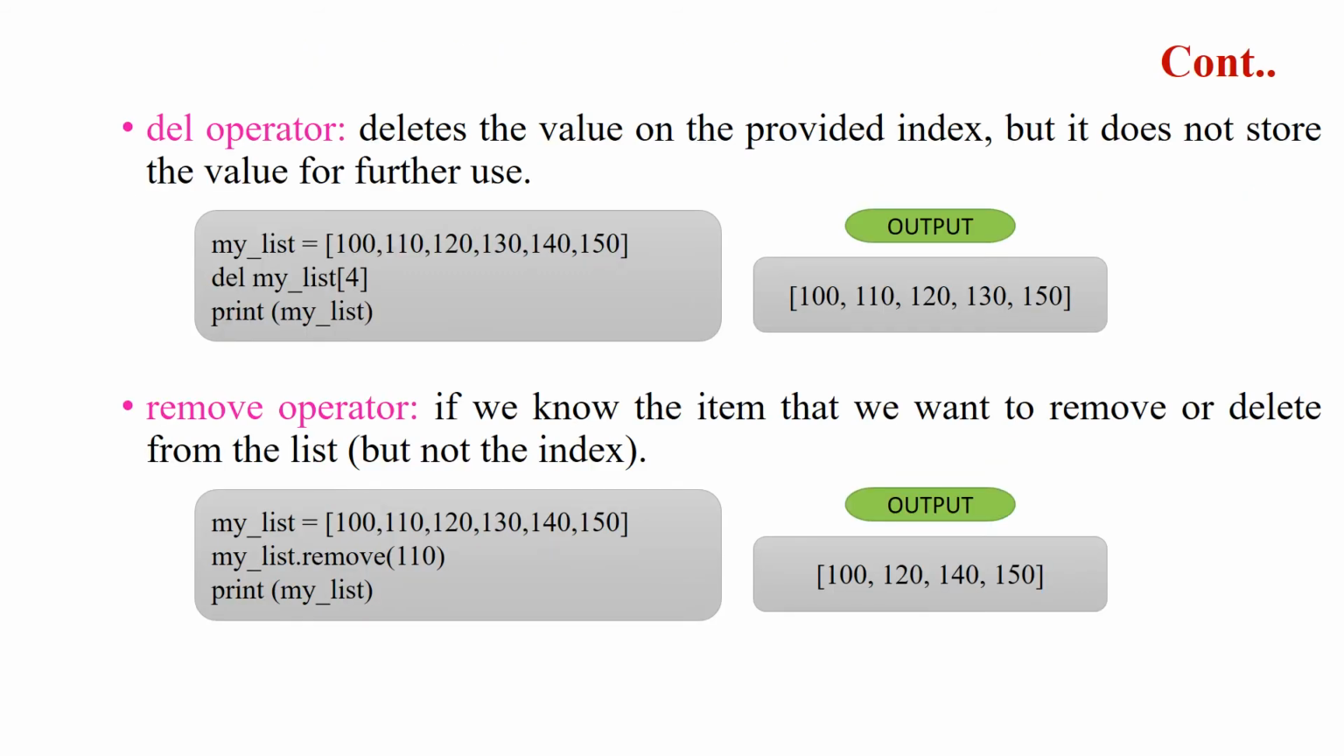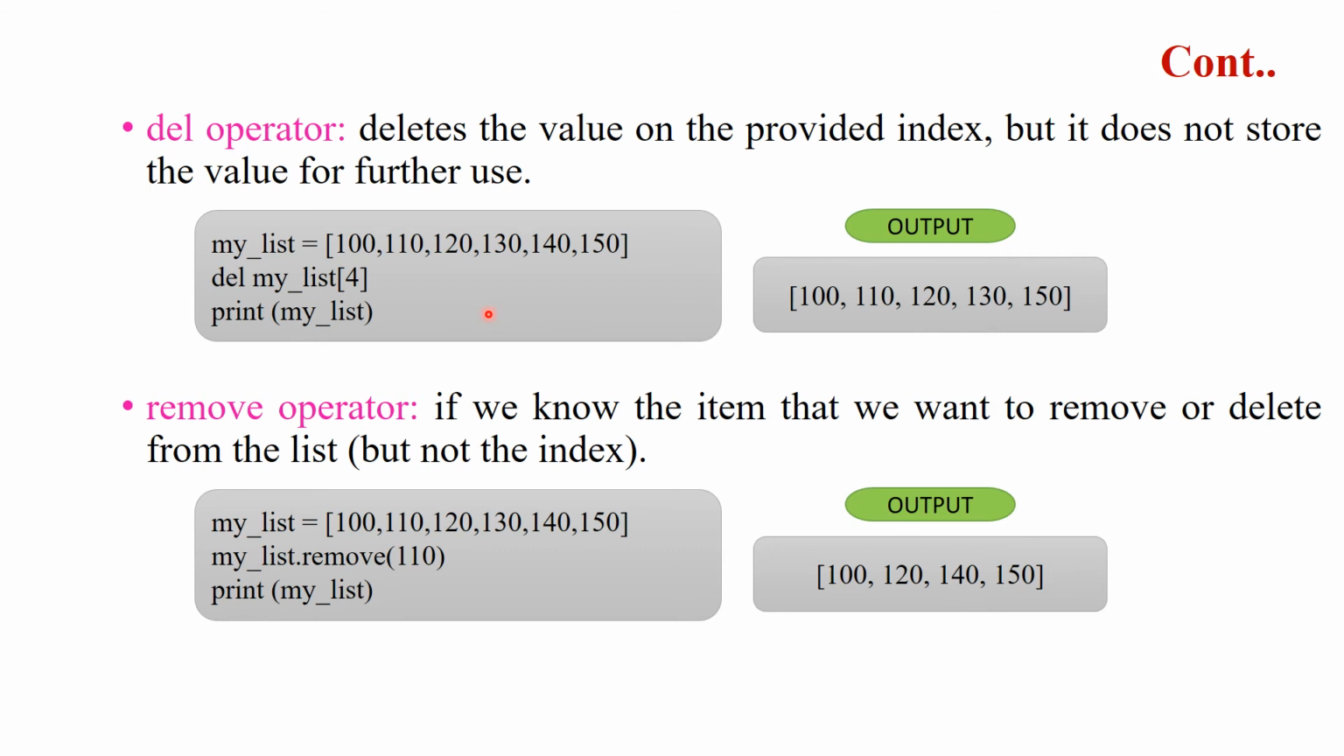Next one is the del operator. Here it deletes the value at the provided index, but it does not store the value for future use. Here I have a list of values. So I am going to use a keyword called del. So my list of 4, my list's fourth element will be 140. Here the fourth element, 140, will be deleted. This way we do not store any value for further use.